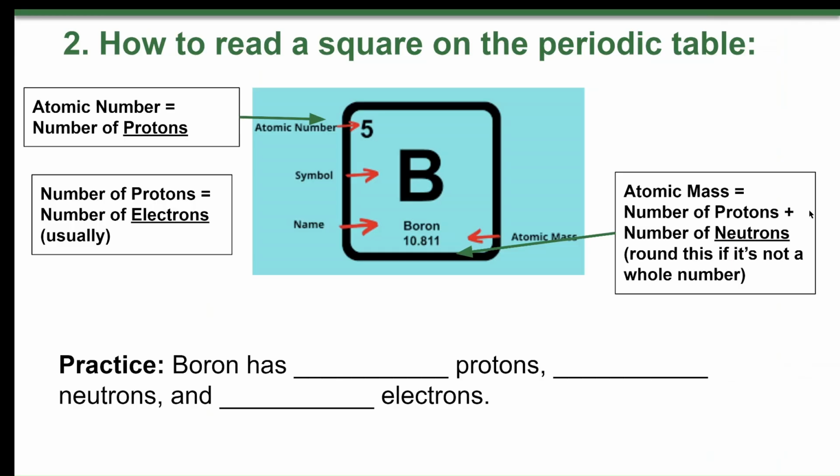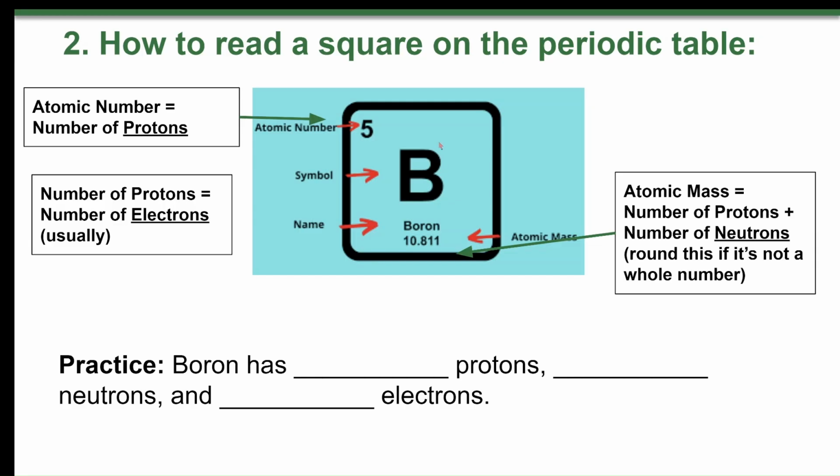Now, how do we read one of those squares on the periodic table? Again, the top number, that's going to be the atomic number. That's the number of protons that we have. The number of protons is usually, like I mentioned before, the number of electrons. I want to say 99% of the time, if an element is existing naturally, it's going to have the same number of protons as electrons.